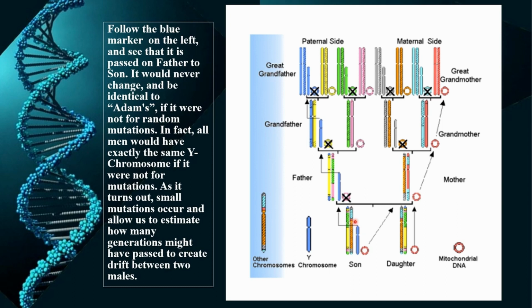Even though my other chromosomes continually change by generation and generation, my Y chromosome is identical to my father's, identical to my grandfather's, identical to my great-grandfather. It would never change all the way back to Adam, and we would all have the exact same Y chromosome, all men on Earth, if it weren't for some random mutations.